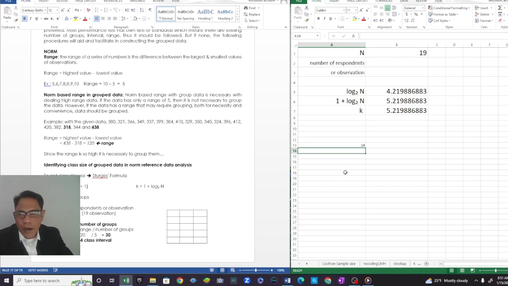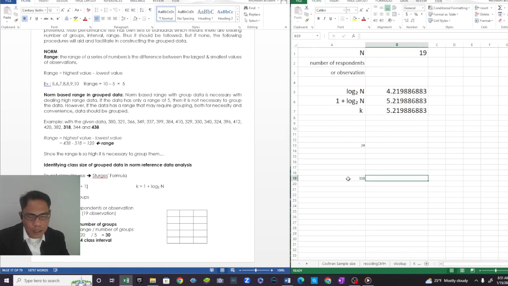Now we need to identify our lowest values. We have 318 plus 24. So our lowest value is 318 and the upper limit is 342. Then 342 plus 24 would be 366, and the next group starts at 343.